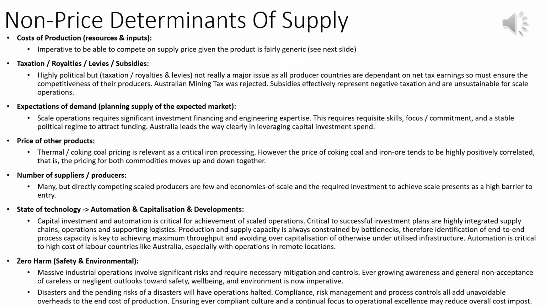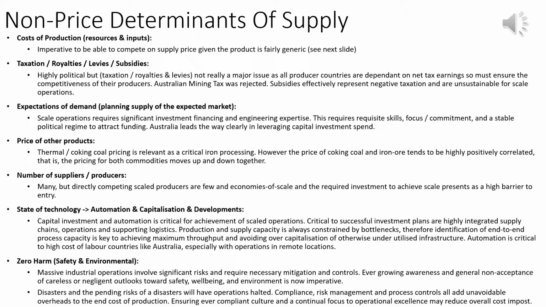Being able to compete competitively on the cost of production is critical given the scale and the volumes of production. Taxation, royalties, levies and subsidies are not really too relevant as the major producer countries do not markedly differ in application of these mechanisms. It is notable that Australia a few years ago rejected a direct specific mining tax. Forward planning for supply of expected demand needs considerable planning in finance and engineering of capital investment. Australia tends to lead the way on this.